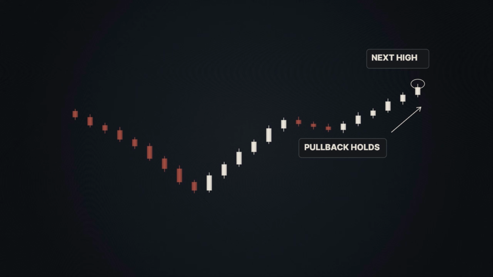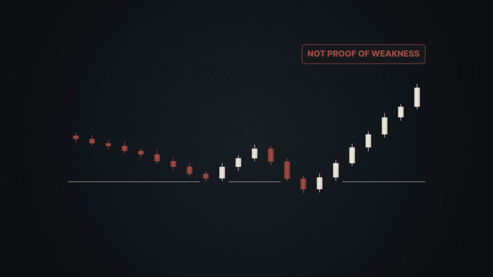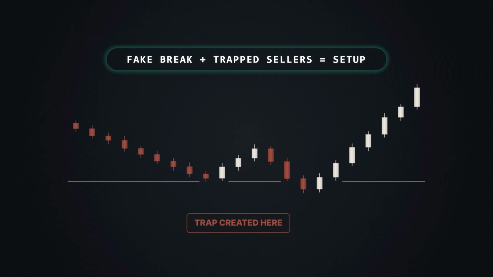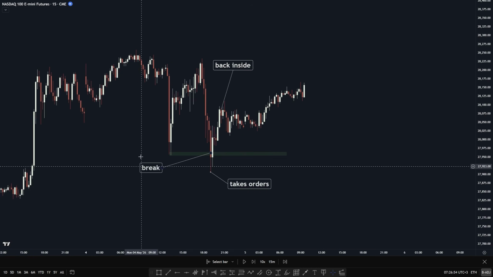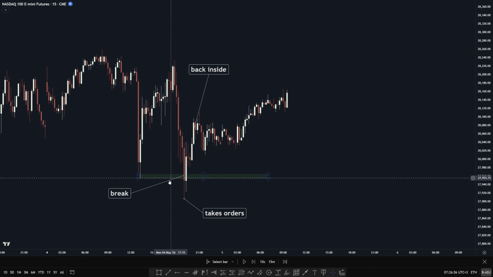Price pulls back, holds, and then runs into the next high. So remember this. The break below the low was not proof of weakness. It was the move that created trapped sellers. This is called a liquidity grab, liquidity sweep, or stop hunt. In simple words, price breaks an obvious level, takes orders, then comes back inside.